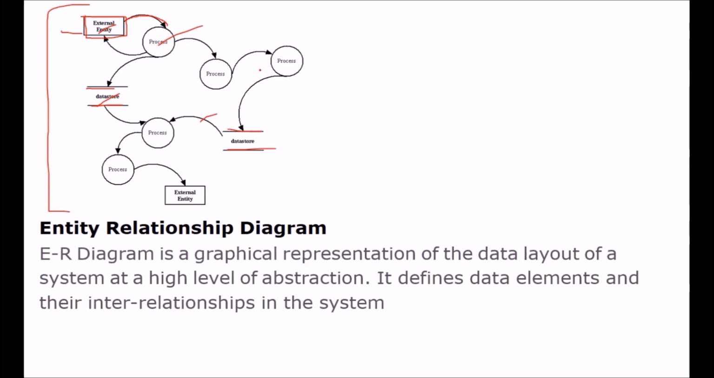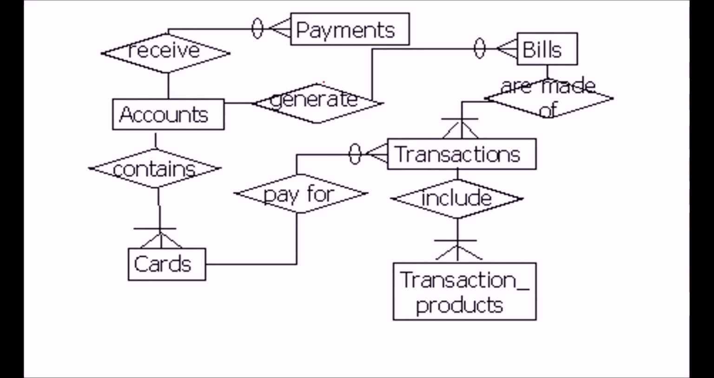Then the entity relationship diagram, the ER diagram. This is again a graphical representation of the data layout of a system at a high level of abstraction. It defines the data elements and their interrelationships in the system. In an ER diagram, you have entities and you show the relationship between them. Let me explain it with an example. Here you have accounts, which is the entity, and a relationship that it generates; generate is a relationship. Then bills are made of transactions. This is one to many.